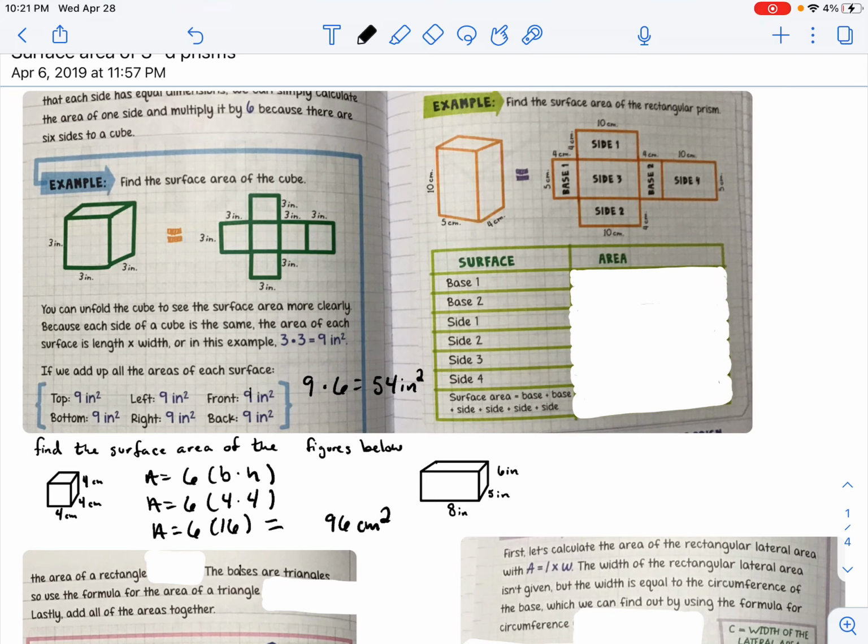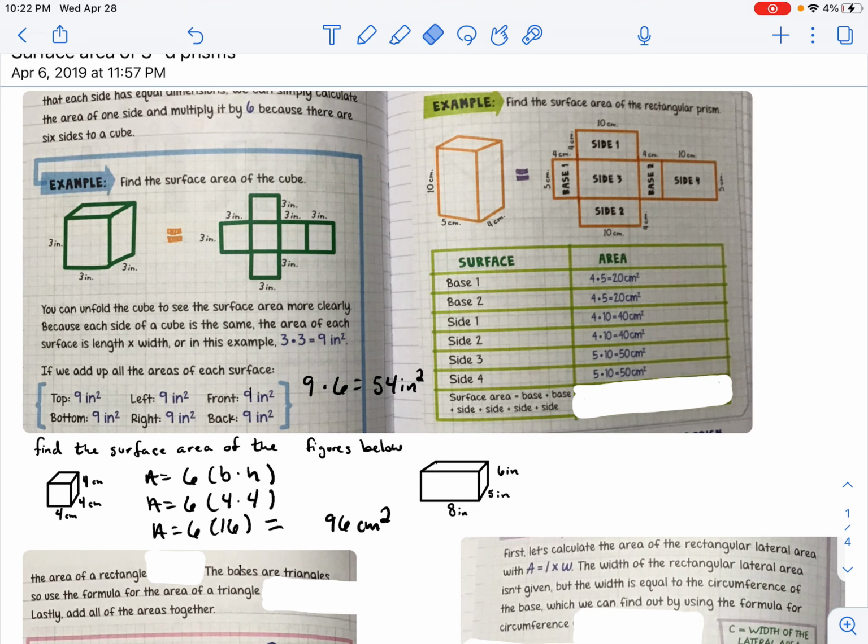Okay, so we need to find the surface area. It's going to be the combined surface area of all of them. So base 1, that's going to be 4 times 5, gives us 20. Base 2 is going to be the same thing, the same dimension, so you have 20 centimeters squared. Side 1 is 4 by 10, and we have 2 of those, so those are both 40. Then side 3 and side 4, those are going to be the same too. Those ones are 5 by 10, so you have 50.